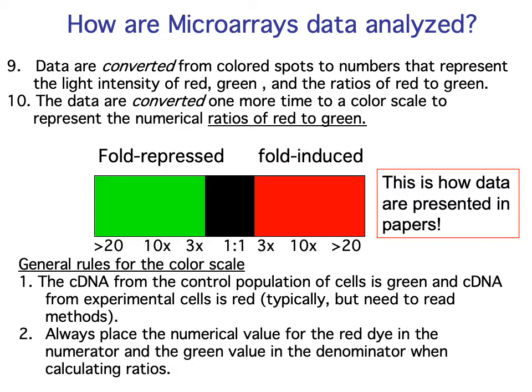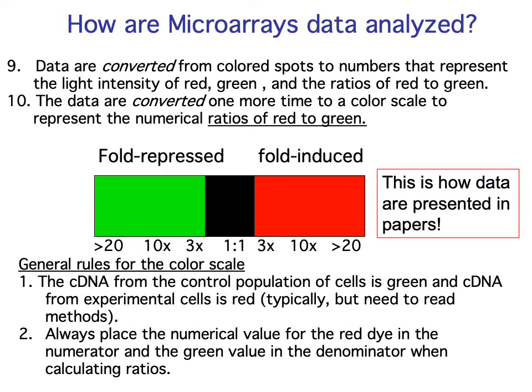And then after that, the computer will convert the data one more time to a color scale to represent the ratios of red to green. And this is how the data are presented when we read our research papers. So just as a reminder, general rules for color scale: cDNA from the control population of cells is usually green.